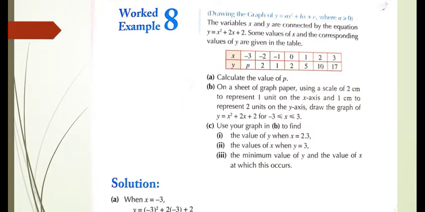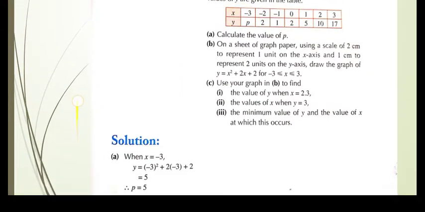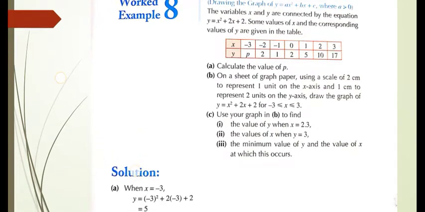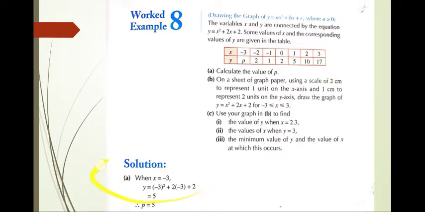Very easy. Just replace the x here with -3. So it's -3 squared plus 2 times -3 plus 2, which is 5. So p is 5.